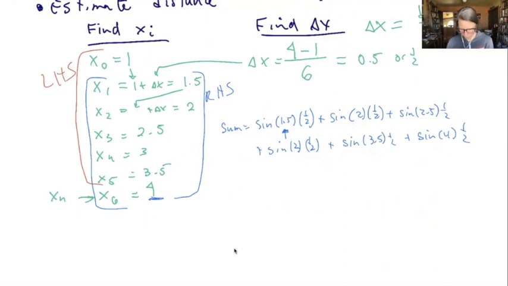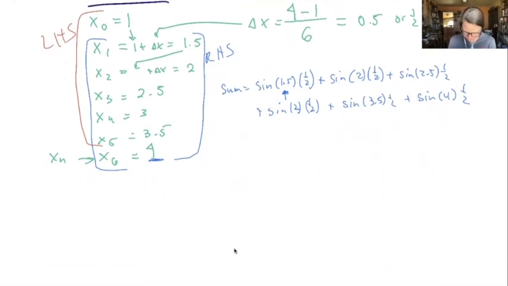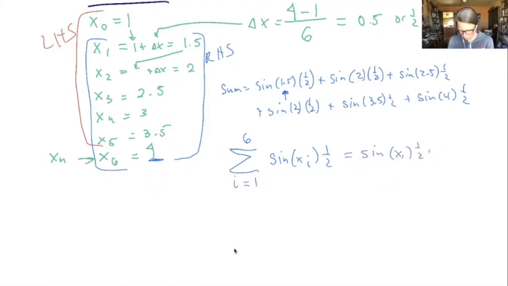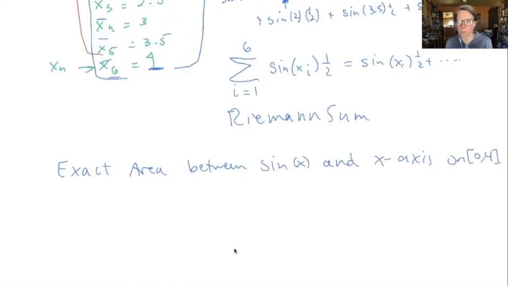Okay, early on I had a question in the chat window. Here you go. If you wanted to condense this into summation notation, you could do the sum from i equals 1 to 6 of sine of x sub i times a half. So then I'm doing sine of x1 times a half plus sine of x2, and that's corresponding to the x values that I need over there. Okay, so that's an approximation. That's the Riemann sum. It's an approximation.